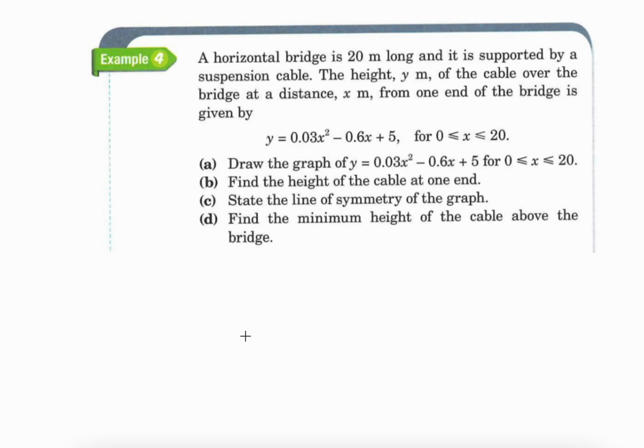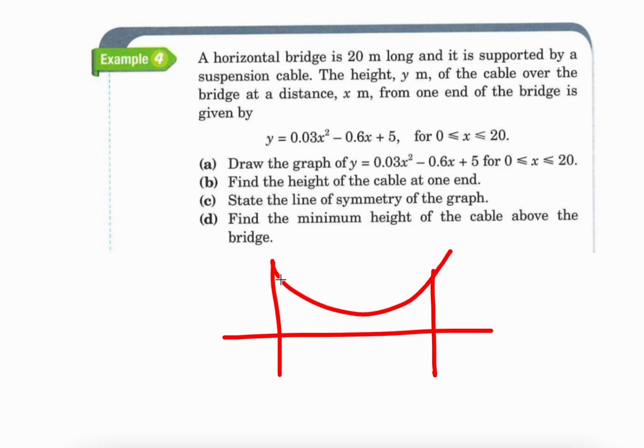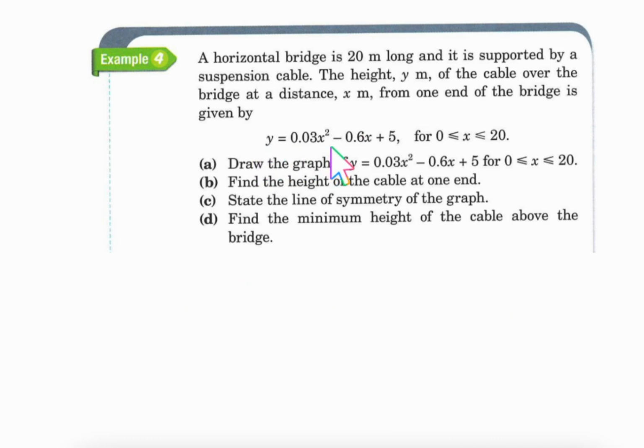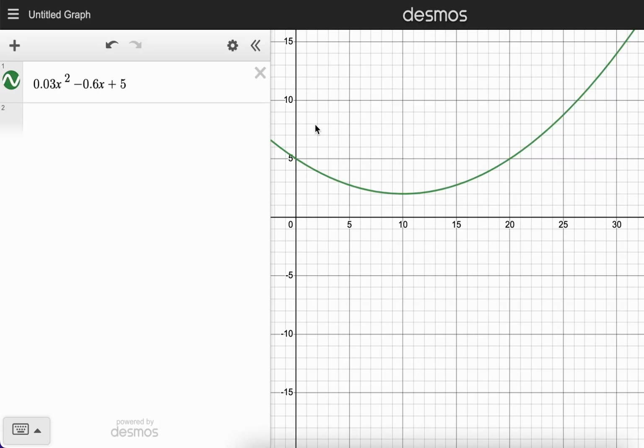Okay, so you basically have a bridge, and it has a suspension cable. You've seen bridges like this before, right? Like the Golden Gate Bridge is kind of like this. All right, good news is since there's decimals here, we can definitely use Desmos to make our lives a little easier because it's going to be less accurate if we do this by hand. So we're going to skip over to Desmos right now. Okay, here is our graph on Desmos for y equals 0.03x squared minus 0.6x plus 5.